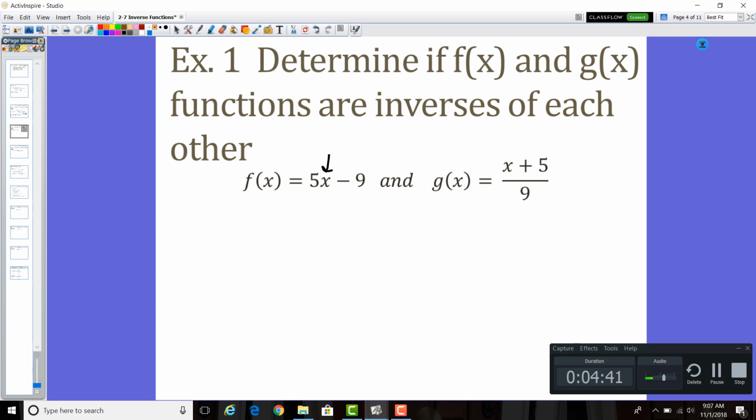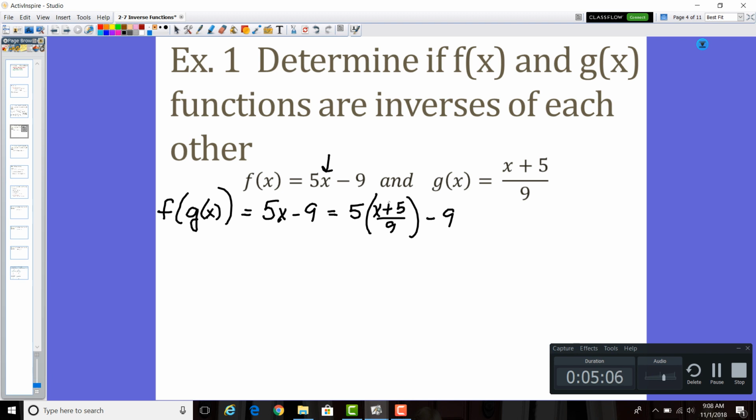So we're going to make a preliminary assumption that f of x and g of x are not inverses, which means if they're not, their compositions should not equal x. So my first composition says I'm going to start with f, and inside f, I'm going to plug in the expression that represents my g of x.